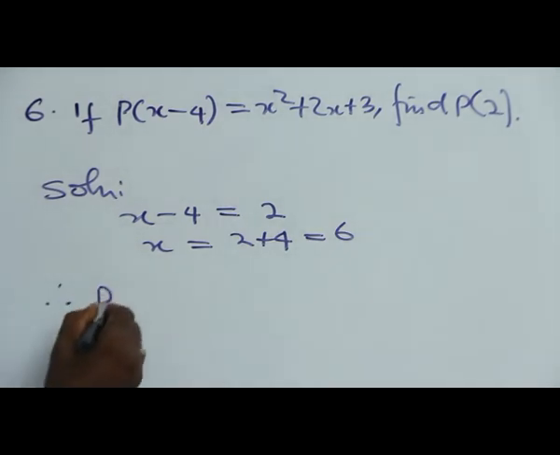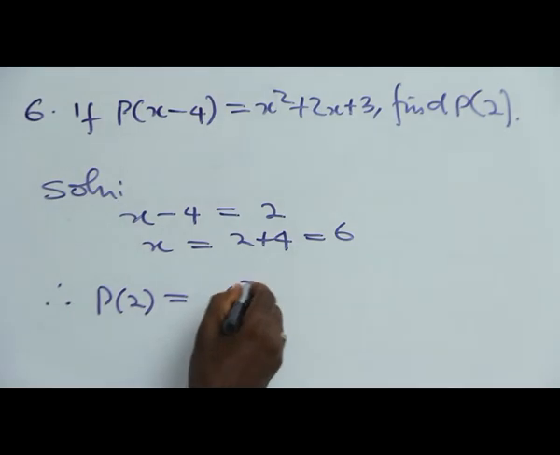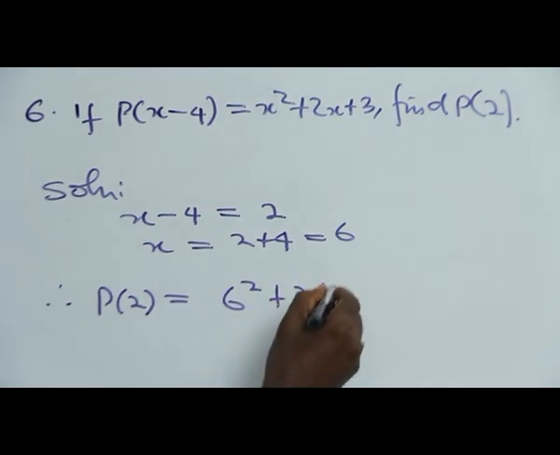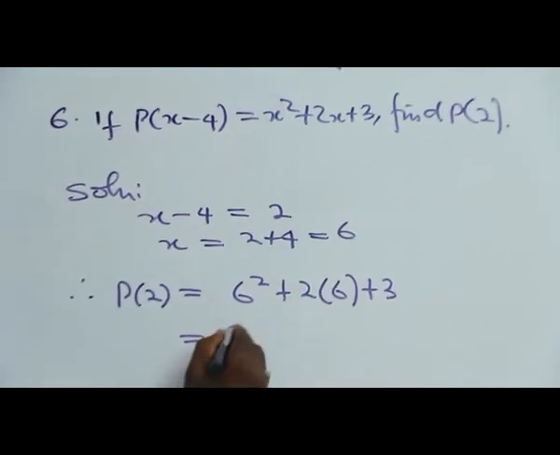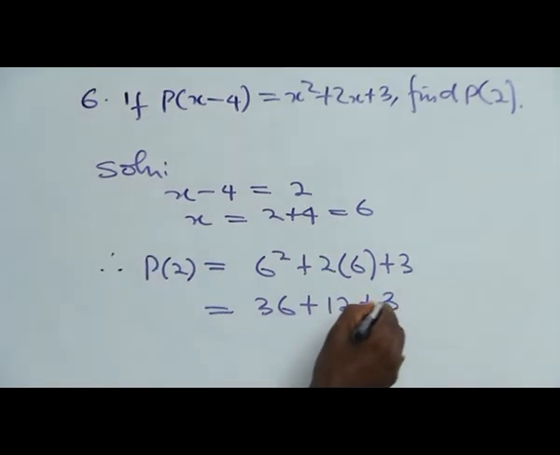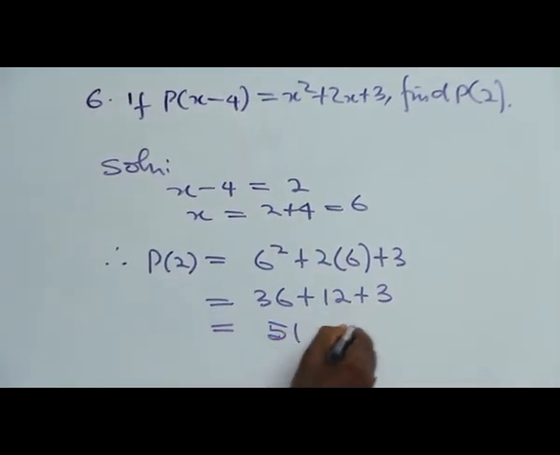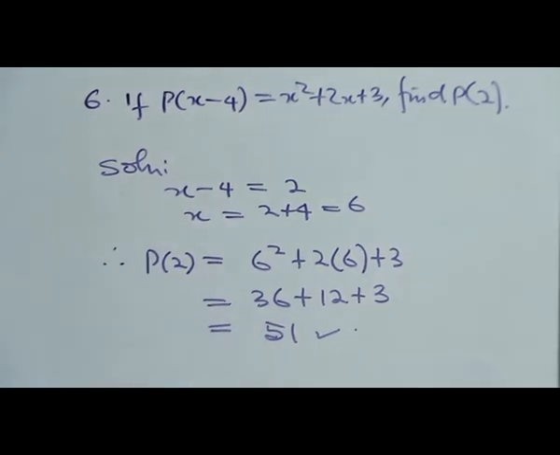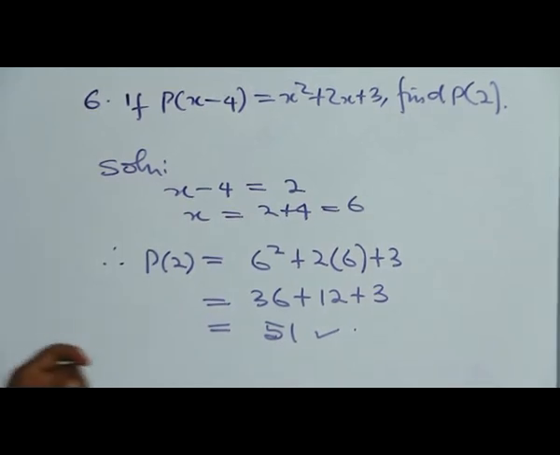Therefore, our P(2) will now be equal to 6 squared plus 2 times 6, and then plus 3. And this gives you 36, and then plus 12, and then plus 3. And the final answer here will be 51. And that is the value. Take note of how this has been done. It's a common question in most of the exams.